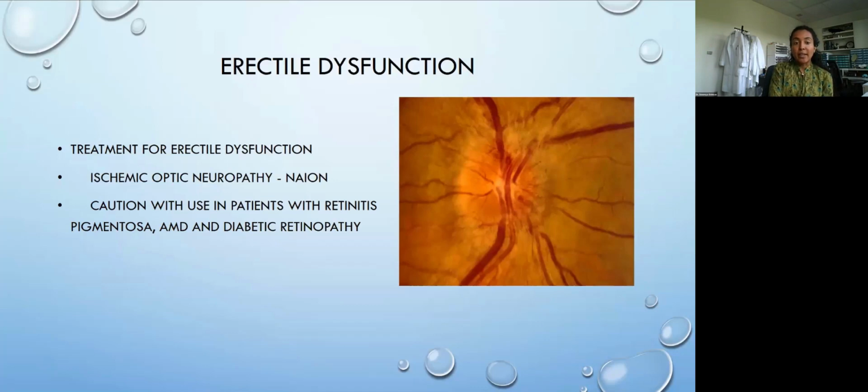Drugs which treat erectile dysfunction can cause ischemic optic neuropathy, so NAION. And you have to be cautious in patients who have retinitis pigmentosa, AMD, and diabetic retinopathy when you prescribe drugs that treat erectile dysfunction.